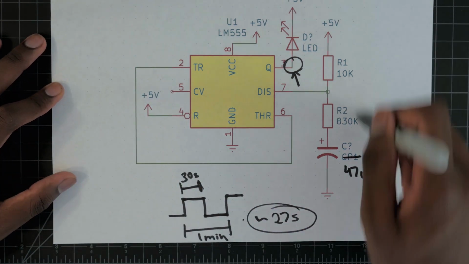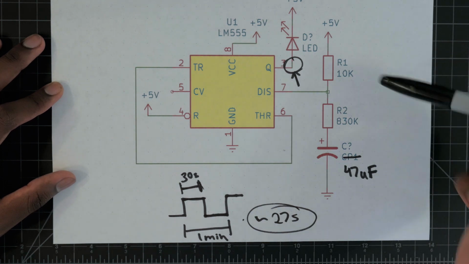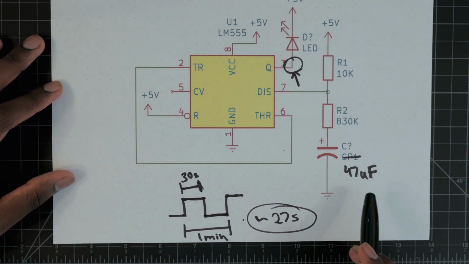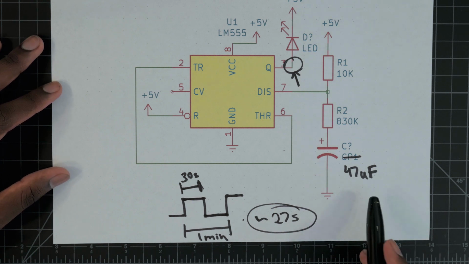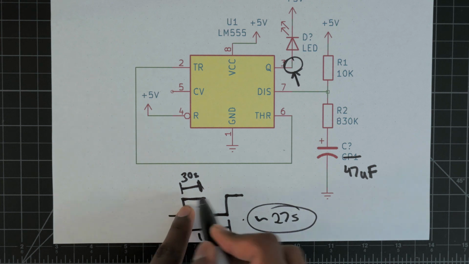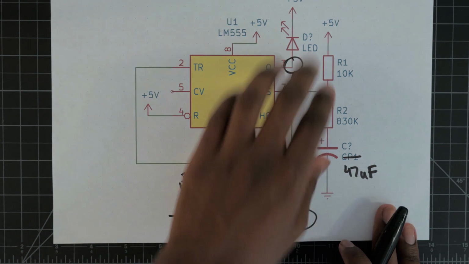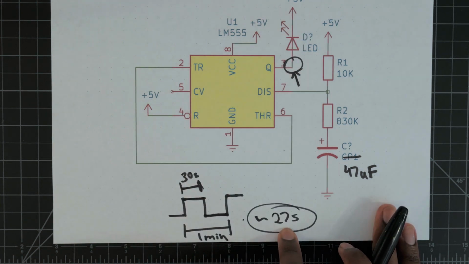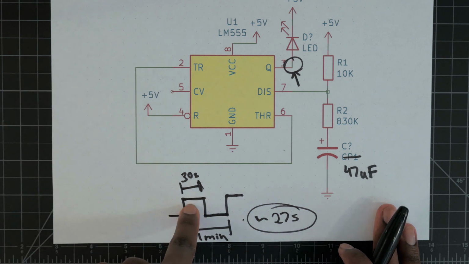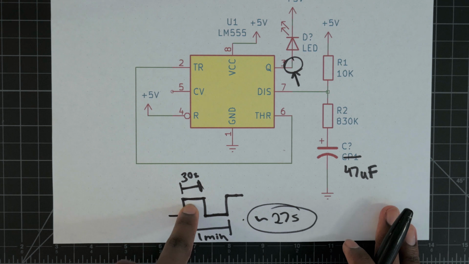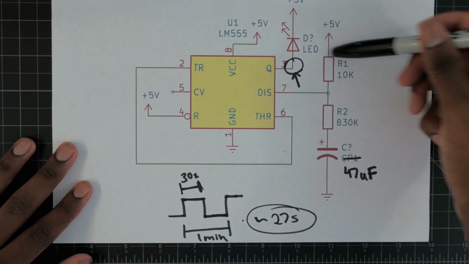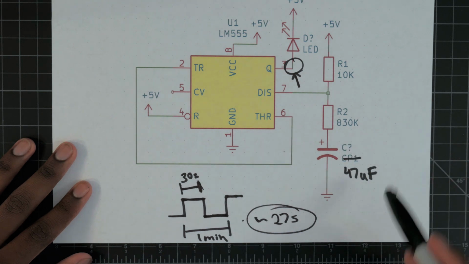Now you can go on the data sheet and find the equation that says if you have this resistor and this capacitor, then you'll get a time period of this. Usually it tells you how long the LED will be on for, meaning the half period length. If you plug in these values, you'll get something like 27 seconds or so. You won't actually get 30 seconds, and the reason is that there's some sort of discrepancy in the values here.